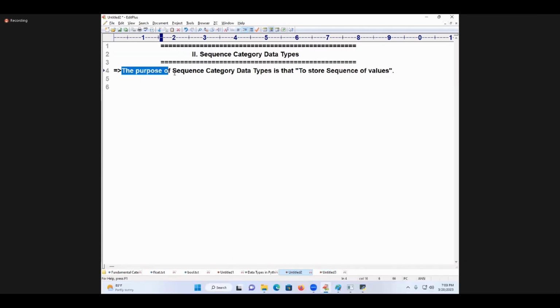To this, the purpose of sequence category data types is to store which values? Right. Now I am saying, after the announcement is over, why is discussion required? Any party? So there is a lot of journey. You must be serious. Don't work like your academic students.